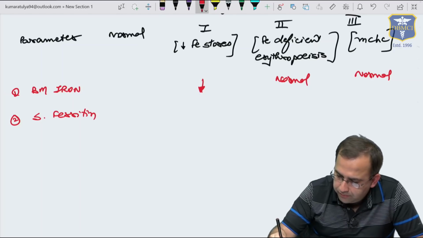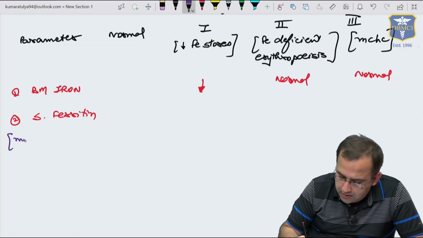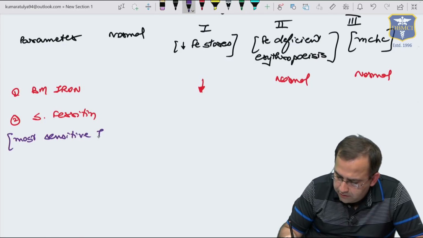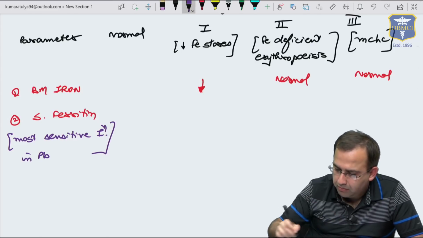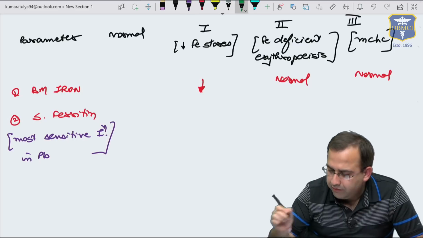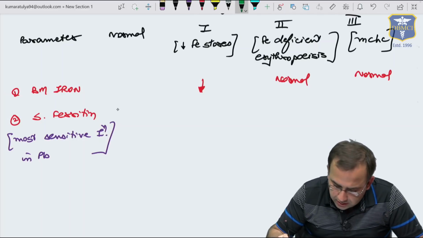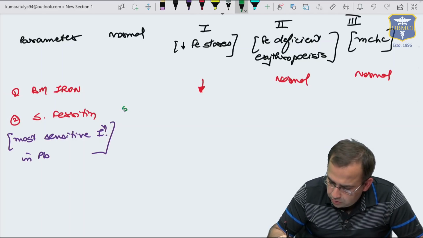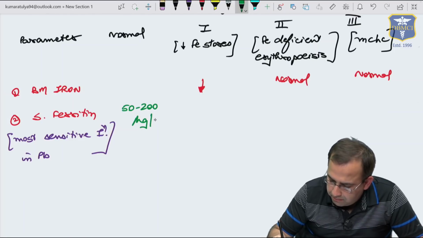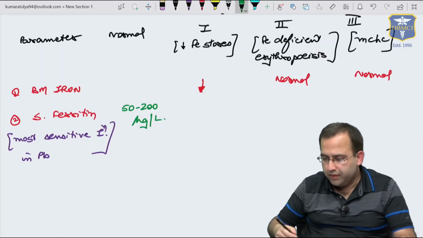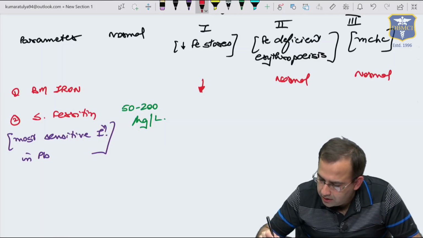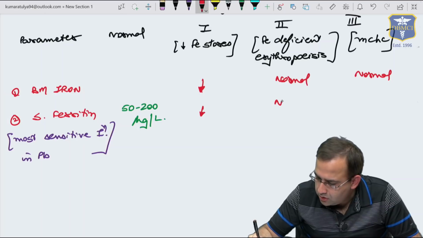It's very painful. So next, which is the most sensitive indicator in peripheral blood? Serum ferritin. This is the storage form of iron and is the most sensitive indicator in peripheral blood. Normal serum ferritin is 50 to 200 micrograms per liter. Stage 1, serum ferritin reduced. Stage 2 and 3, serum ferritin is normal.